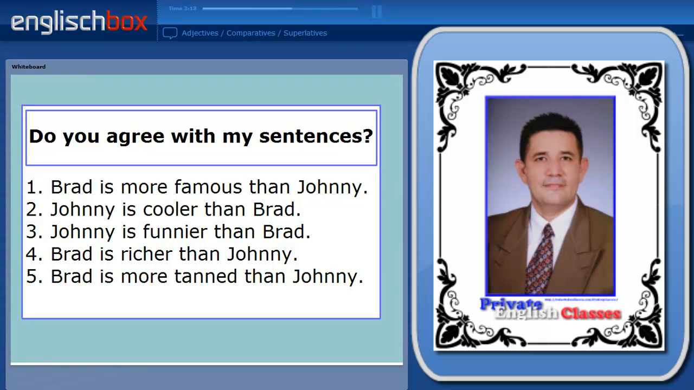Brad Pitt is more famous than Johnny. Johnny is cooler than Brad. Johnny is funnier than Brad. Brad is richer than Johnny. And Brad is more tanned than Johnny.